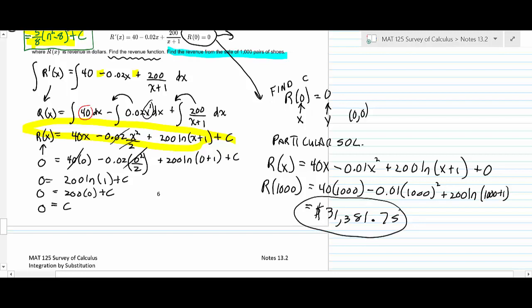$31,381.75. I just put it in one step. I just did 40 times 1,000 minus 0.01 times 1,000 squared plus 200 ln of 1,001, so I think I'm right. You got that? It's always good for somebody to double check. All right, very good. Any questions about what I did?